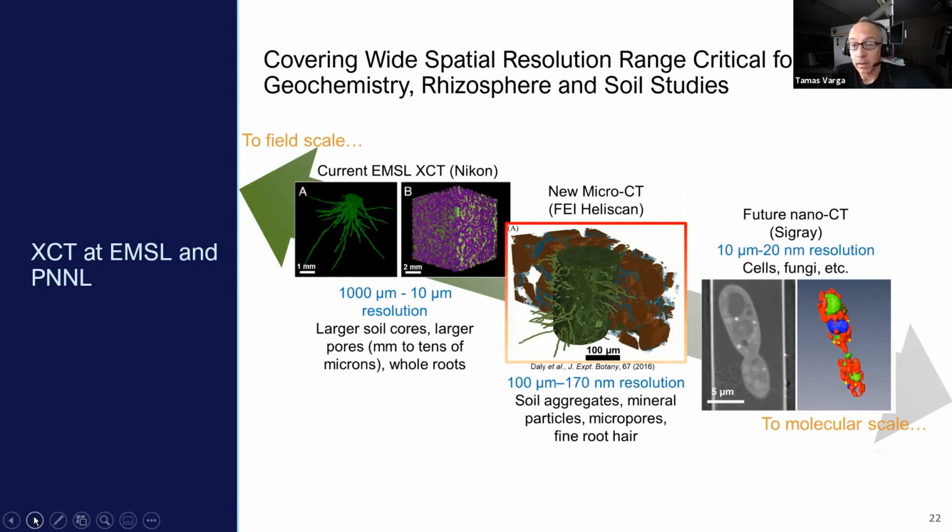And then at the other end, we have the nano CT, which will become available for EMSL users later this year. This will be an X-ray microscope geared towards biological samples, a soft X-ray system that can cover from tens of microns down to 20 nanometer resolution, perfect for imaging cells, fungi in 3 dimensions.